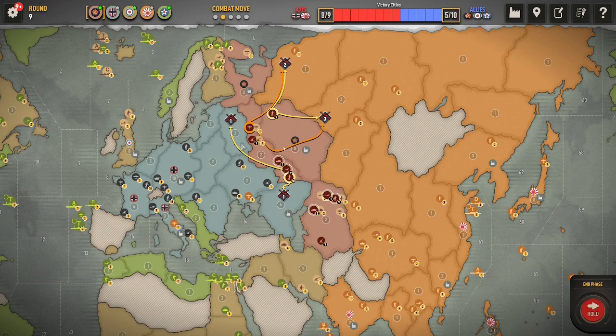And hopefully we can get that 6, 7, 8, 9. That's 3 infantry more I could build if I get them. So let's hope for the best.